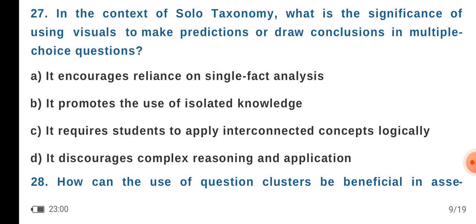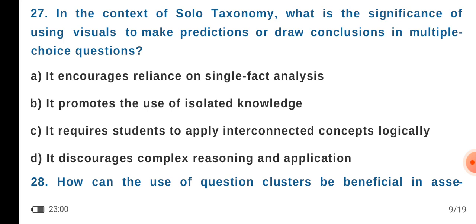Number 27. In the context of solo taxonomy, what is the significance of using visual to make predictions or draw conclusions in multiple choice questions? Letter A, it encourages reliance on single fact analysis. Letter B, it promotes the use of isolated knowledge. Letter C, it requires students to apply interconnected concepts logically. Letter D, it discourages complex reasoning and application.